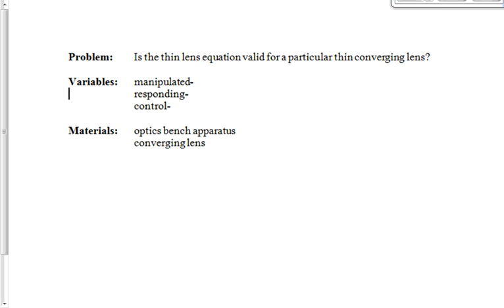The problem of our activity is going to be, is the thin lens equation valid for a particular converging lens, a particular convex lens? Now, remember, you're going to be testing this with one particular convex lens, and that's why our problem is phrased the way that it is. Even if the results show that it's a valid equation for this lens, that doesn't mean necessarily that it is for every single lens out there. It is, but the proof that we're doing today is simply for one convex lens, the convex lens that you're dealing with today. Is the thin lens equation valid for a particular thin converging lens?